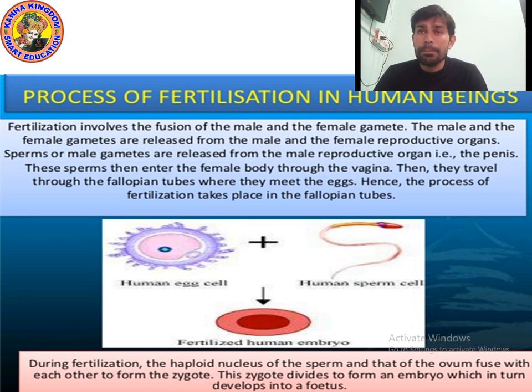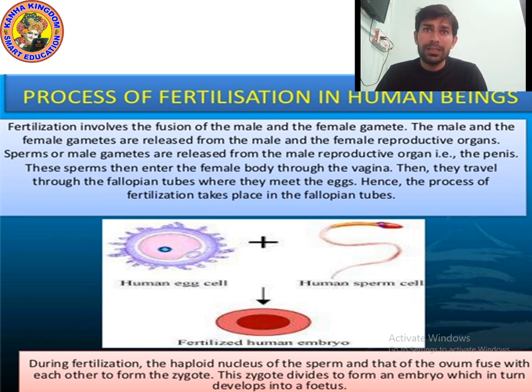I mean to say that the penis, which is part of the male reproductive organ, releases the male cell, and the vagina is the part of the reproductive organ where the ovum reaches. When the sperms enter the female body through the vagina, they travel through the fallopian tube.